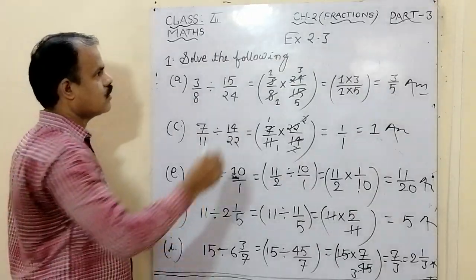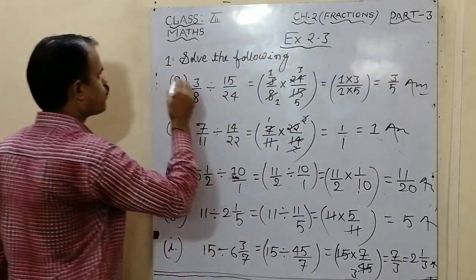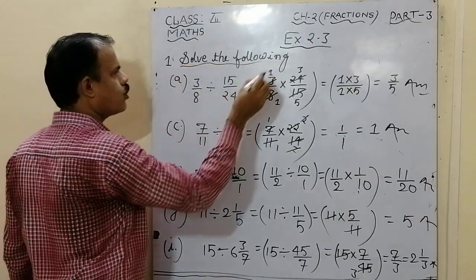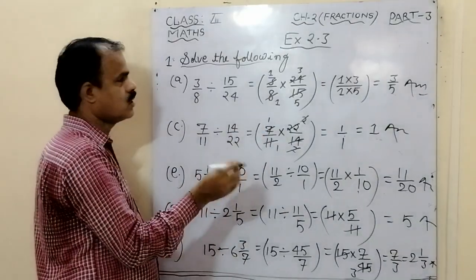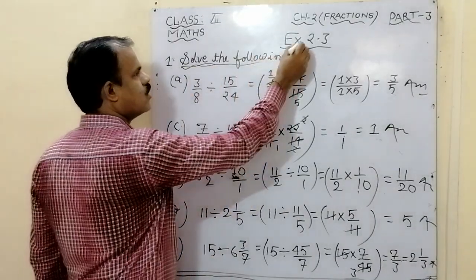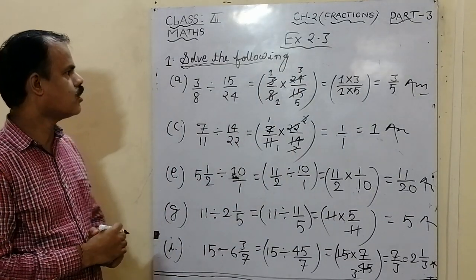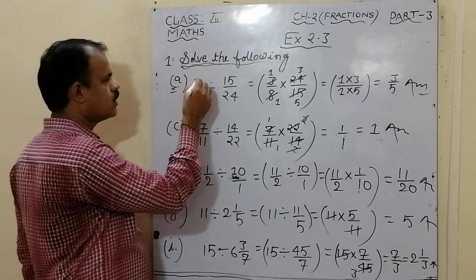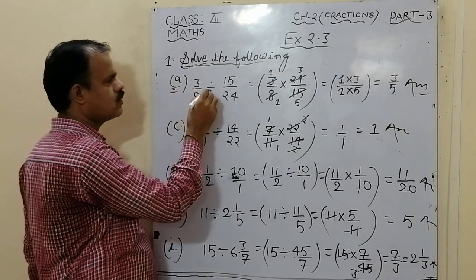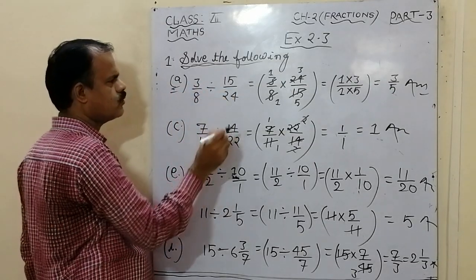Student, exercise 2.3. First question: solve the following. A part: 3 upon 8 divided by 15 upon 24.